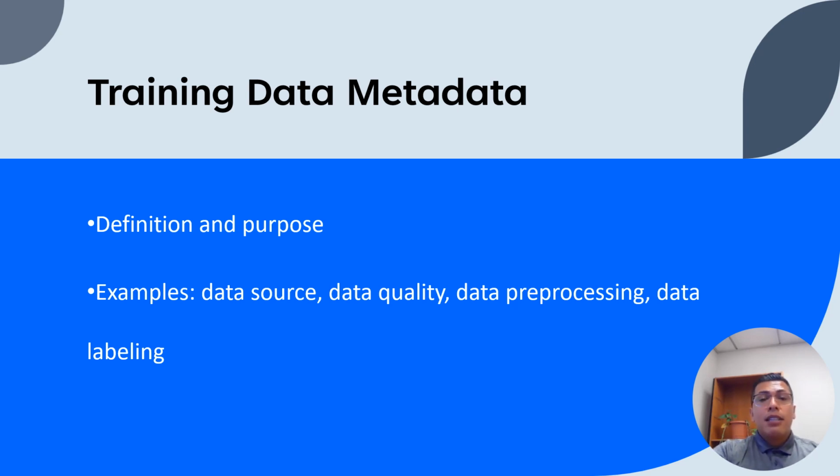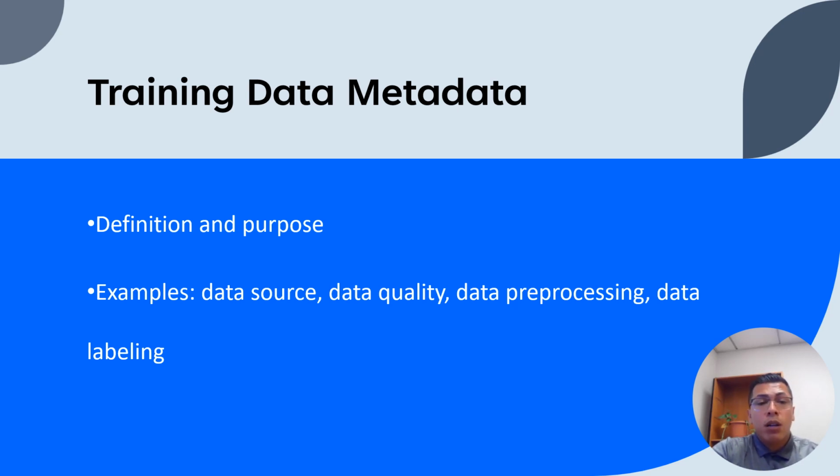As mentioned earlier, this type of metadata provides information about the data used to train AI models. It is essential for understanding the characteristics of data, ensuring its quality, and identifying any potential biases and/or inconsistencies that may impact an AI model's performance. Some examples of training data metadata include data source, information about where that data comes from, such as the database, website, or data provider. This information helps establish the credibility and reliability of the data and can inform decisions about the suitability for a specific AI task.